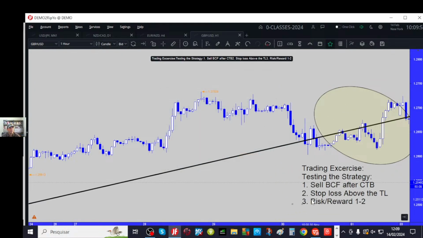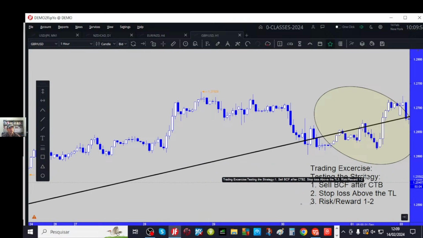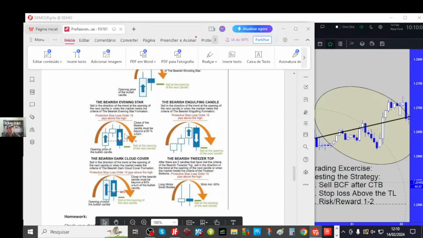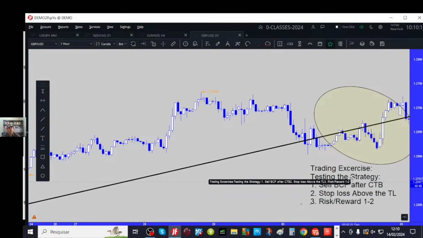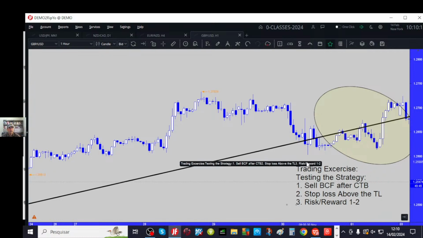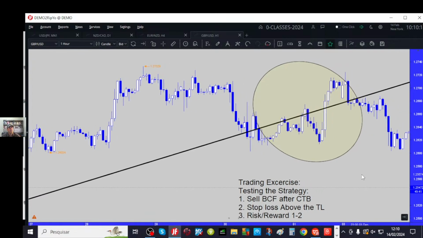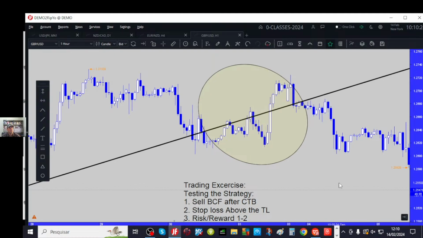Alright, everybody? This is no recommendation, this is a trading exercise. We are going to test the strategy. We are going to short those bearish candlestick formations after the counter trend line break, stop loss above the trend line, and risk reward 1 to 2, right? So let's see how this is going to play out. So this is the market.